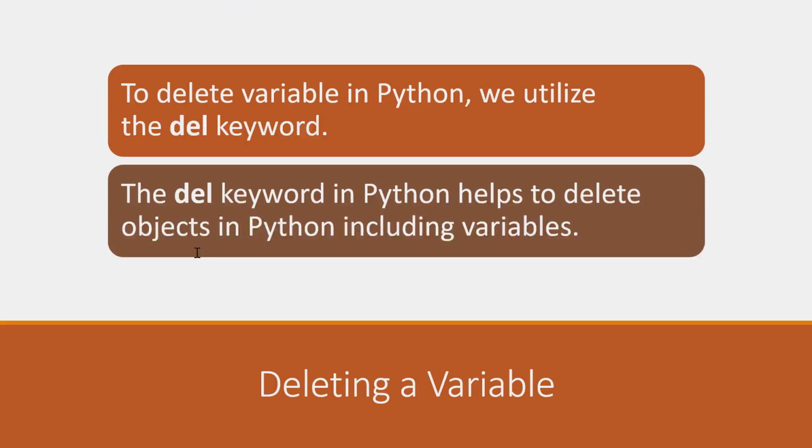Now in the last, let's discuss how we can delete a variable in Python. As discussed earlier, when we declare a variable in Python, the Python interpreter assigns certain memory based upon the data type of the variable. So it is important to delete a variable when it is not required in a program, because it will clear the memory space held by that variable. Now to delete a variable in Python, we utilize the del keyword. The del keyword in Python helps to delete objects including variables. So let's understand how we can use the del keyword to delete a variable in Python.